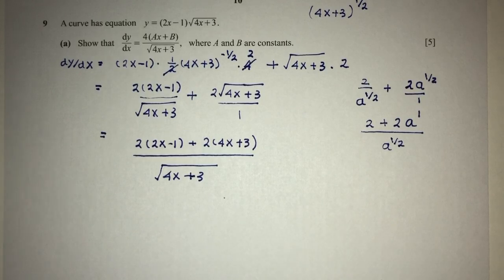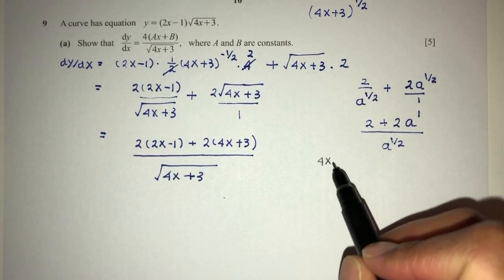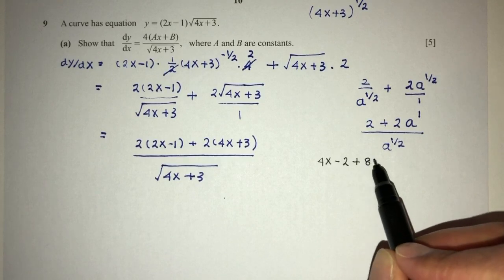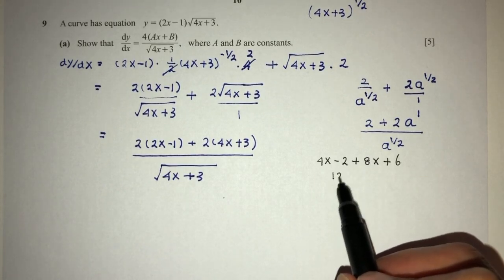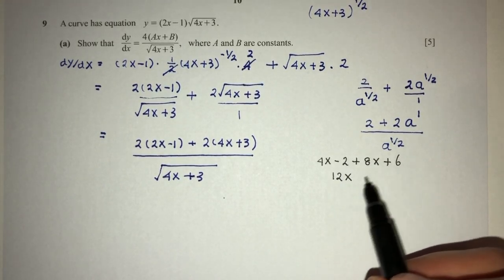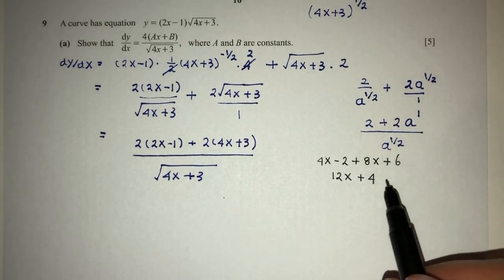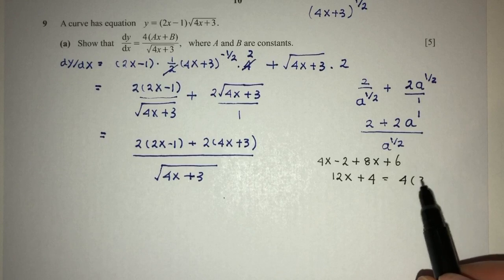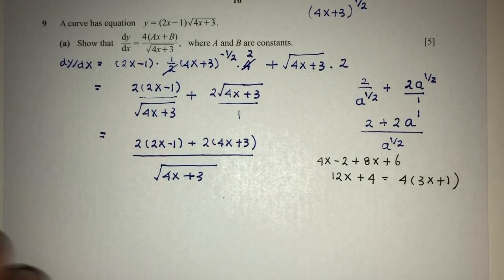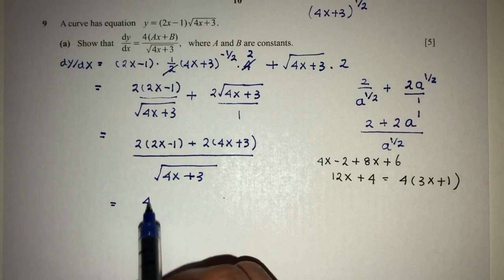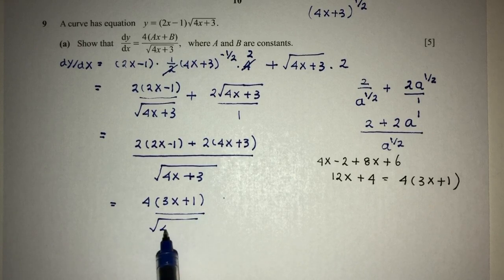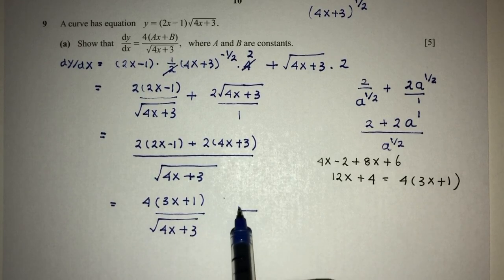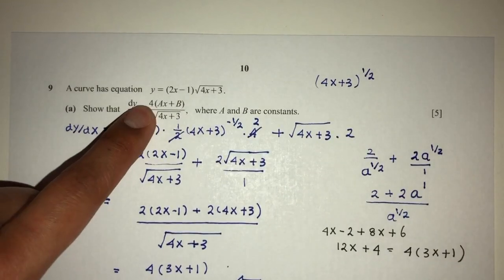So on top, we have 4x minus 2 plus 8x plus 6. So 4 plus 8, that should be 12x. And minus 2 plus, that will be plus 4. Now we factorize the 4 outside, you will have 3x plus 1. As you can see, this will become 4 outside, 3x plus 1 over root of 4x plus 3. Okay, so that will be in this form as required where a and b are constants. That will be part A of the question.